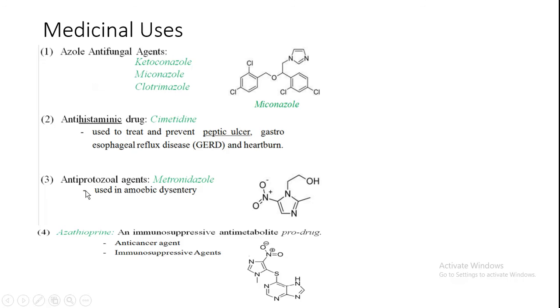The next is antiprotozoal agents. For example metronidazole, which is used in amoebic dysentery. Here you also see it contains an imidazole ring within the structure. Then another is azathioprine. It is an immunosuppressive antimetabolite product, which is an anti-cancer agent and immunosuppressive agent. This also contains imidazole in its structure. We can say it is a derivative. These are all derivatives of imidazole.